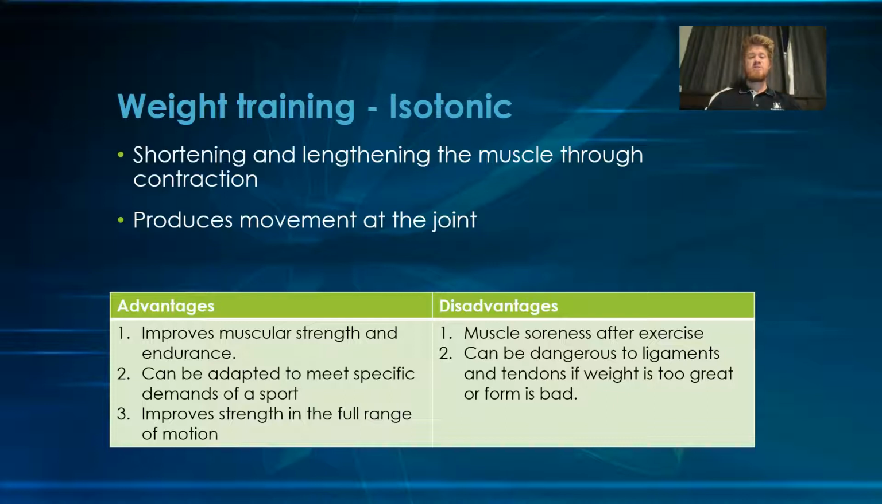Disadvantages. You get quite a bit of muscle soreness after the exercise. This is called DOMS. And it can be dangerous to ligaments and tendons if the weight is too high or your form is bad. So if it's too heavy, then it can put too much strain on your tendons because they're not used to it. And also, if you're doing it the wrong way, it can put unnecessary strain on them as well.